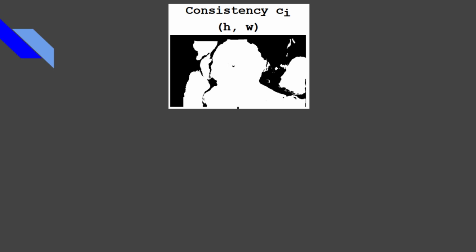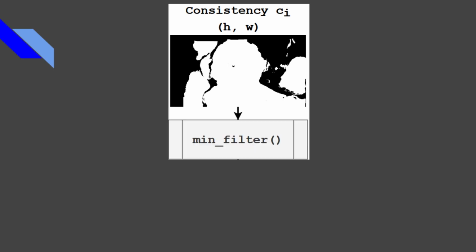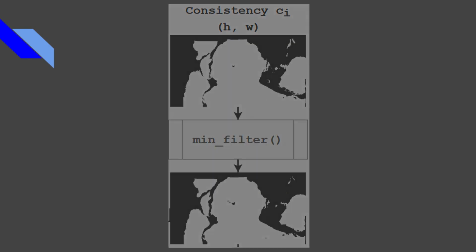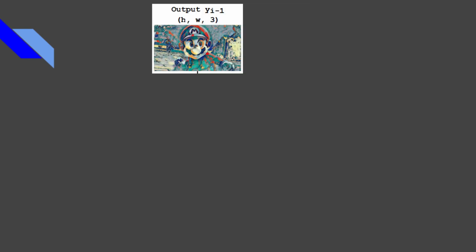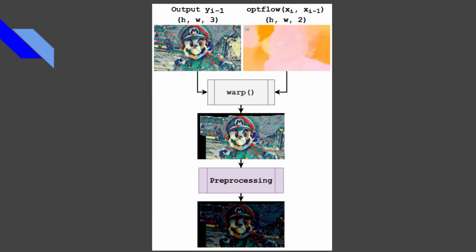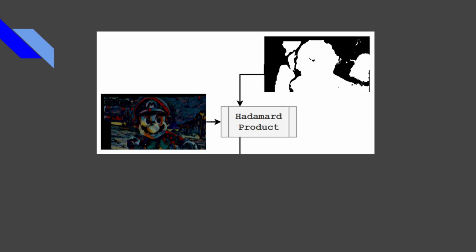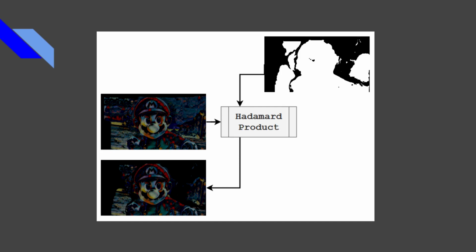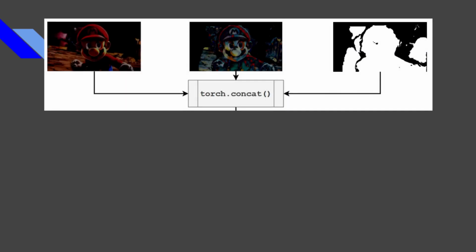Then erode Ci according to a min-pooling operation, producing C'i. Next, warp yi-1 according to Bi and apply the same preprocessing as the first step to produce y'i-1. Mask this with C'i to form y''i-1. Concatenate the products of the previous operations into a tensor. If we're stylizing the first frame of a video, y''i-1 and C'i are substituted with equivalently shaped 0 tensors.